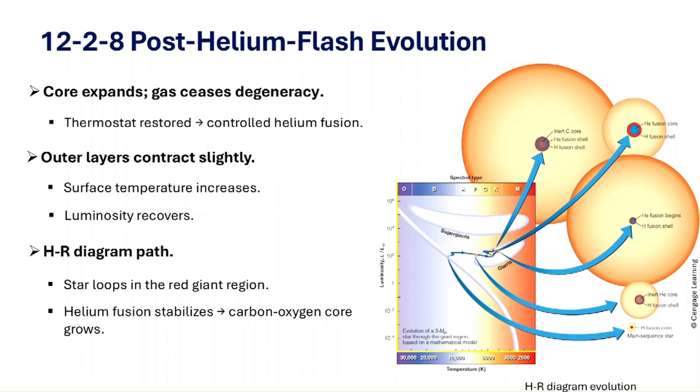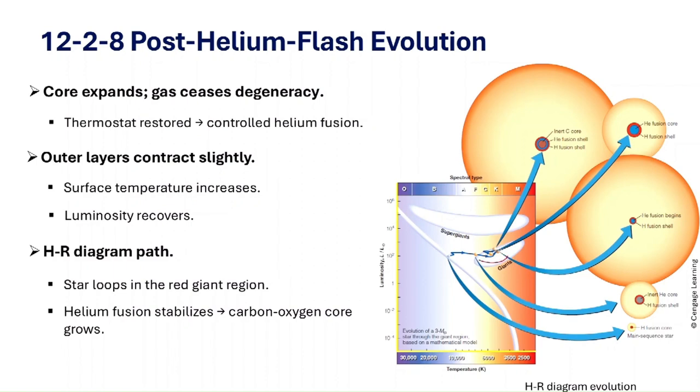Initially it moves up and right as hydrogen is exhausted and the star expands. Next, after the flash, it loops back slightly leftward as the core expands and helium fusion stabilizes. Now during this phase, the carbon-oxygen core grows steadily, and eventually this core will become the heart of a white dwarf in medium mass stars, or it may later fuse heavier elements in more massive stars.